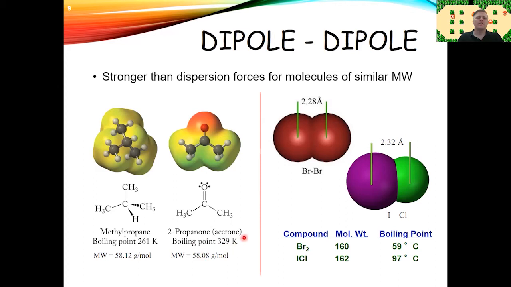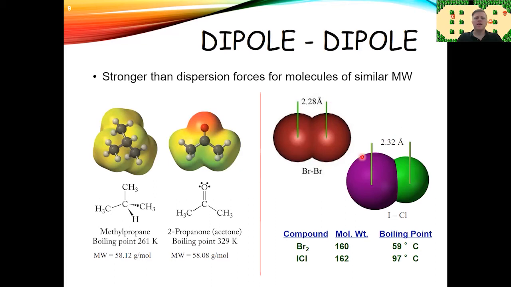But you'll notice for acetone, its boiling point is 329 Kelvin, whereas the boiling point for methylpropane is 261. So the 2-propanone or acetone has a much higher boiling point because it has this polar bond in it, and that polar bond can then have dipole-dipole interactions with other acetone. Whereas with methylpropane, you're just going to get these dispersion forces.